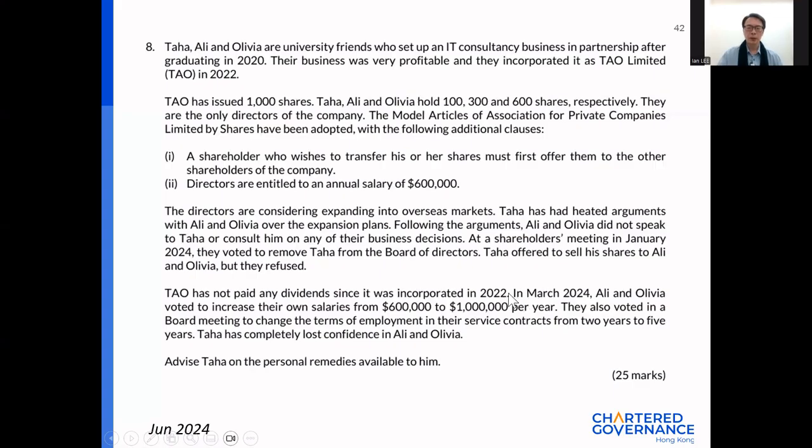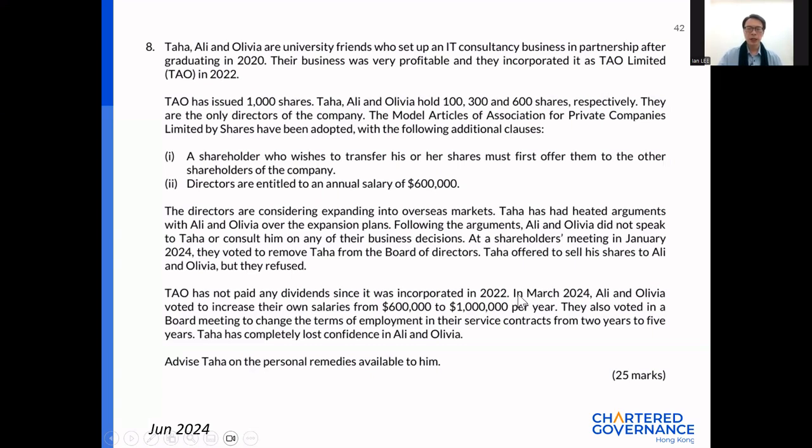So this is important because if you have a business that is successful, profitable, how will the investors get the money back? Generally, the shareholders will get the money back in the form of dividends. But in this particular company, no dividends were paid since 2022. So if you are a shareholder and you're not receiving dividends, how can you get a return on your investment?